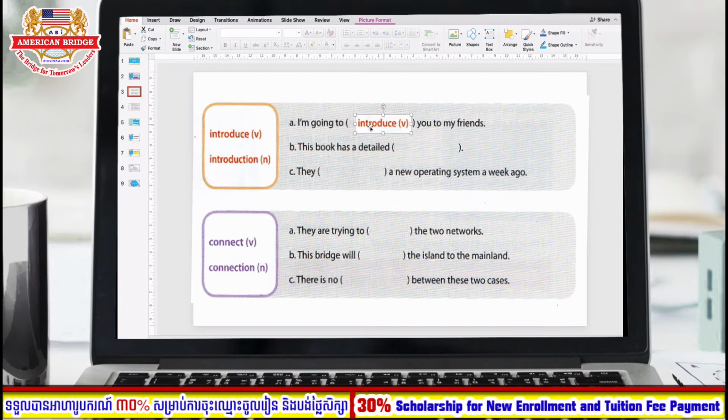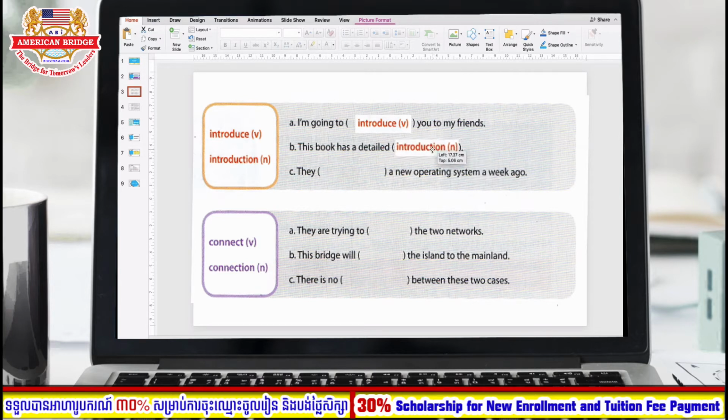Let's move on to letter B. This book has a detail. As you can see here, the word detailed, with ed like this, means it functions as an adjective. An adjective mostly stands in front of a noun, used to modify the noun. So you need the word introduction, which functions as a noun in this case. So here, this book has a detailed introduction.